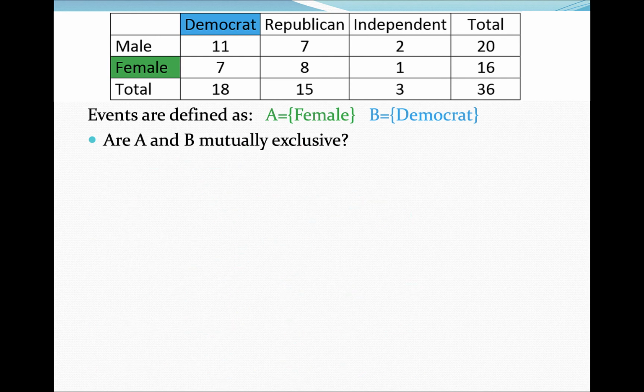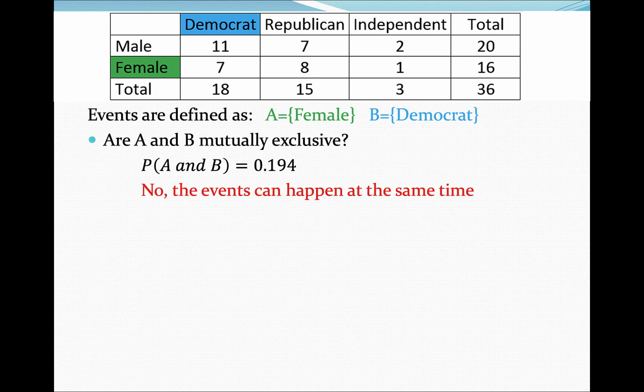Let's look at our terms for this example. Are A and B mutually exclusive? And of course the answer to that is no. You can be both female and Democrat. So the probability of A and B is where you really look. That is not equal to 0. You can of course be both female and Democrat, so that means that these are not mutually exclusive.